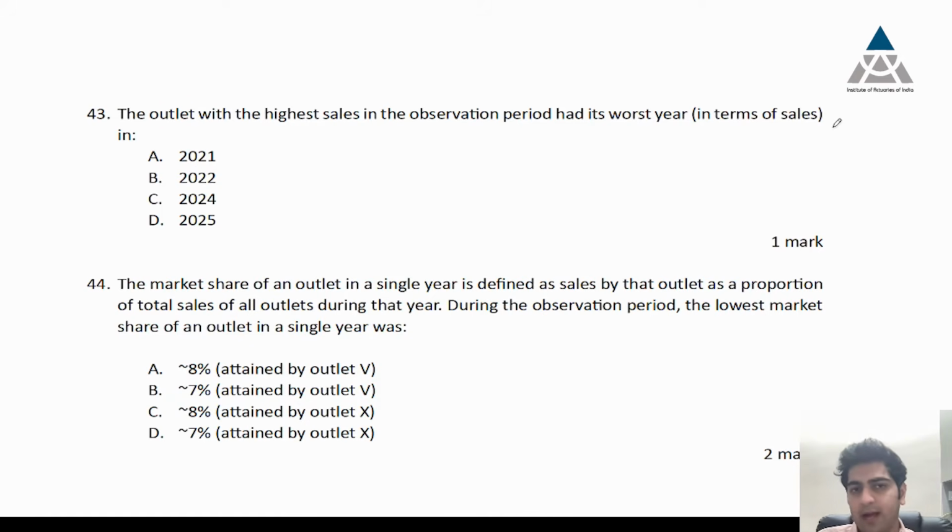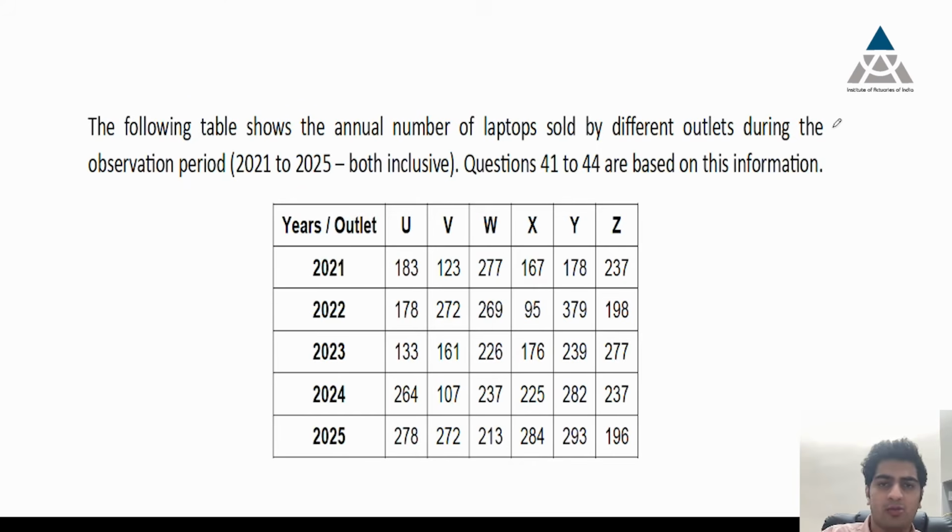And it says the market share of an outlet in a single year is defined as sales by that outlet as a proportion of total sales of all outlets during that year. During the observation period, the lowest market share of an outlet in a single year was. Okay. So lowest market share of an outlet in a single year was which one? So now again you may be inclined to just go and find market share for all 6 outlets or for all the 5 years. But you don't have to do that at all.